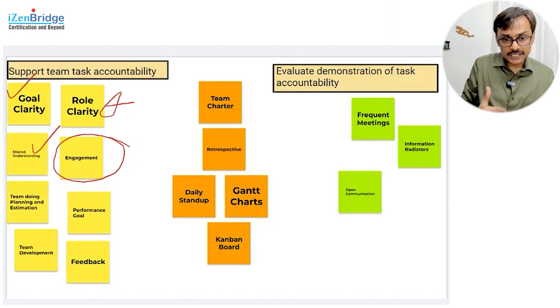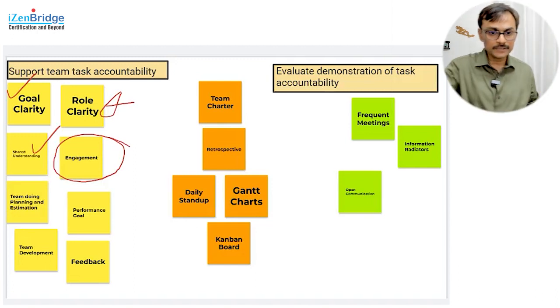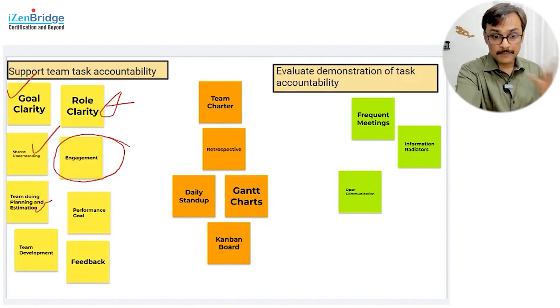So that I am engaged. I am the one who has created it, I also own it. I have more accountability about it. So that's something I need to do as a project manager to support it. I need to ensure that the team is involved in planning and estimation. Those are the important things in order to create accountability in the team.